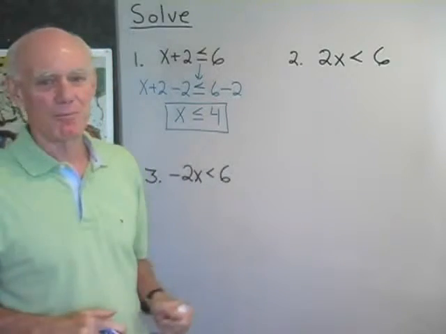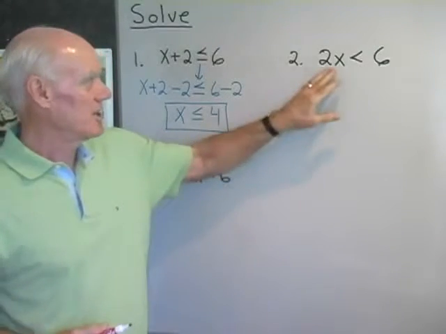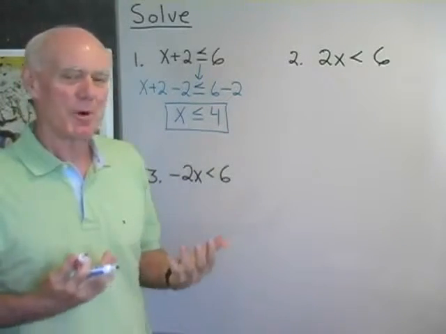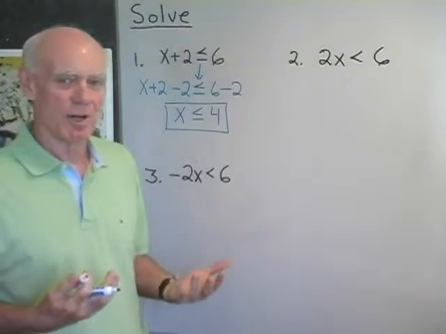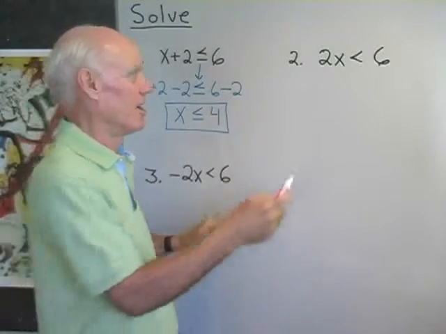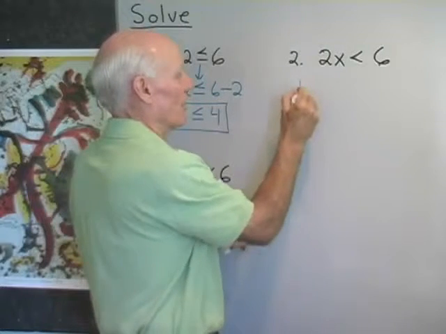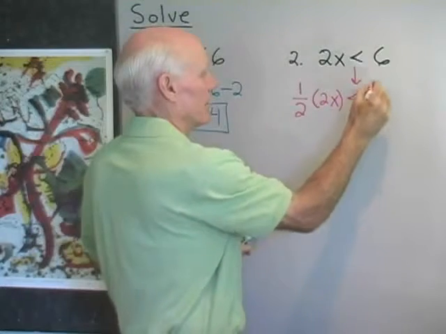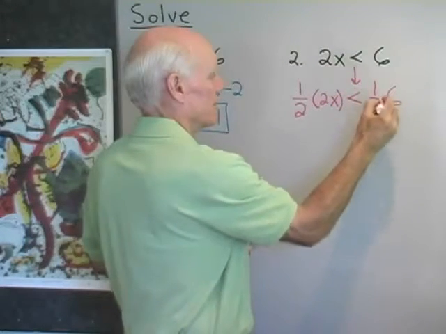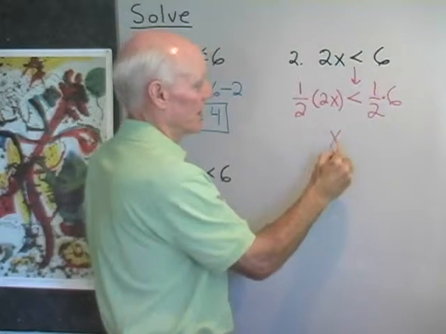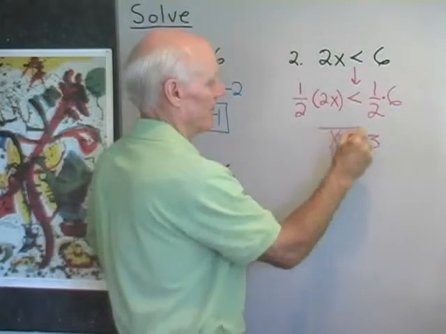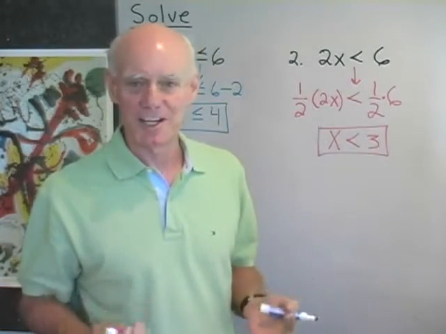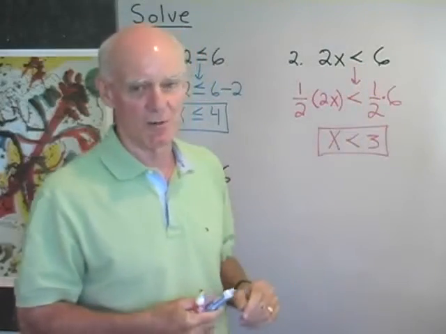Okay, let's go to our second problem. 2x is less than 6. In this case, I want to multiply both sides by 1/2. The multiplication property tells me that if I multiply both sides by a positive number, the inequality symbol points in the same direction that it did before I did the multiplication. So 1/2 times 2x, still going to point in that direction, 1/2 times 6. So in this case I get 1x, which is x, less than 3. So the multiplication property says I can multiply both sides by a positive number anytime I want, and it won't change the direction of that inequality symbol.